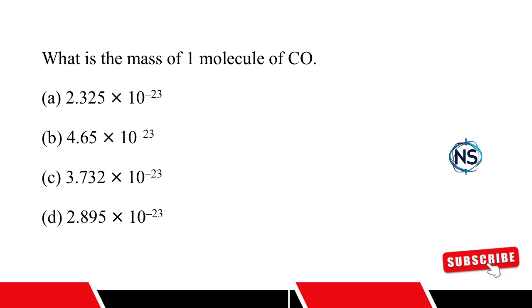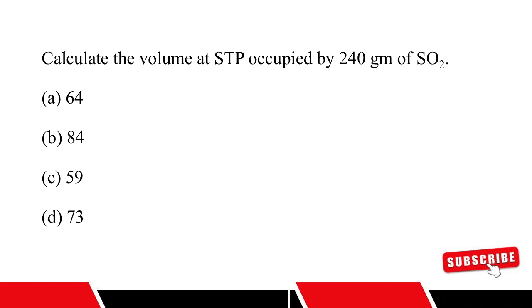What is the mass of one molecule of carbon monoxide? The correct option is B. Calculate the volume at STP occupied by 240 gram of sulfur dioxide. The correct option is B.